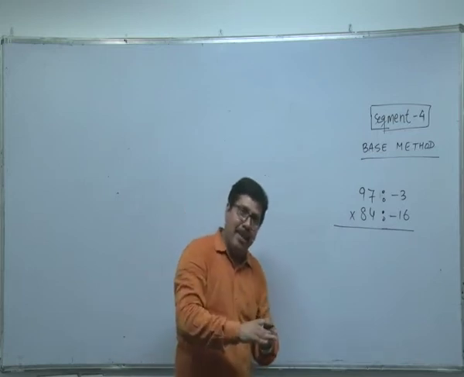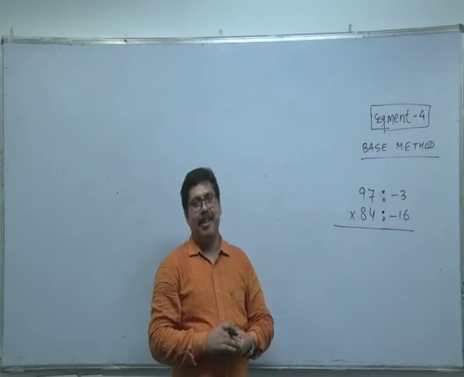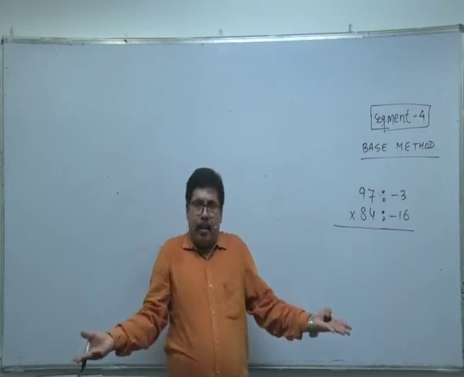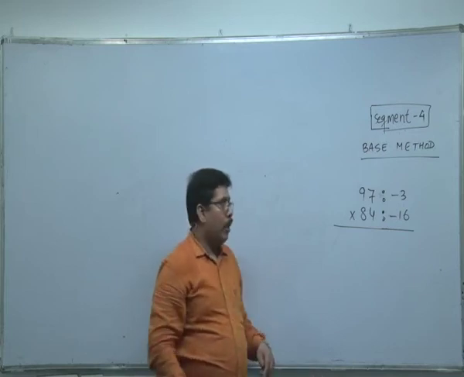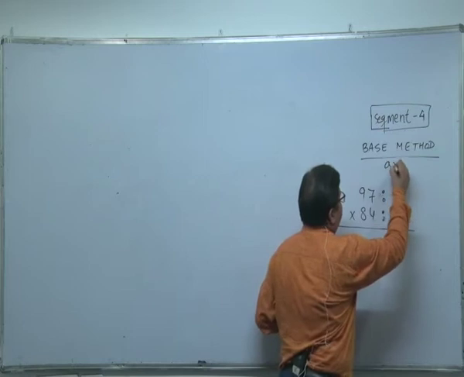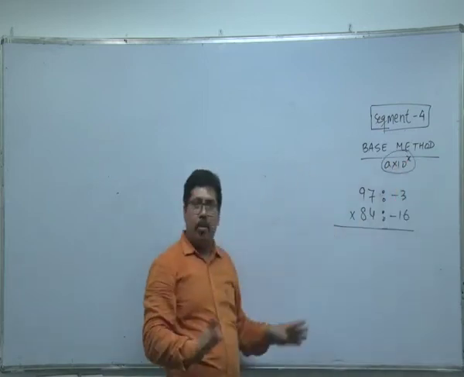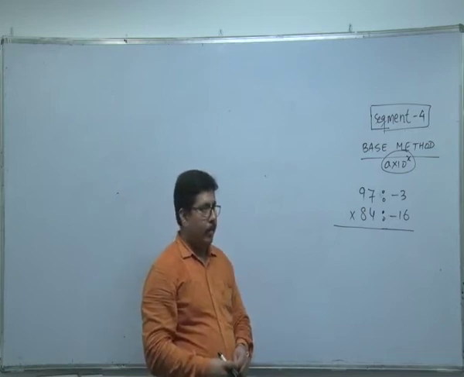Why minus 100? Because both the multiplicands are near about 100. Had it been 200, I would have subtracted 200; had it been 300, I would have subtracted 300. It could be anything. So my base is a into 10 raised to the power x. It could be 100, it could be 200, 1000, 10,000, any number. This is my step number 1.